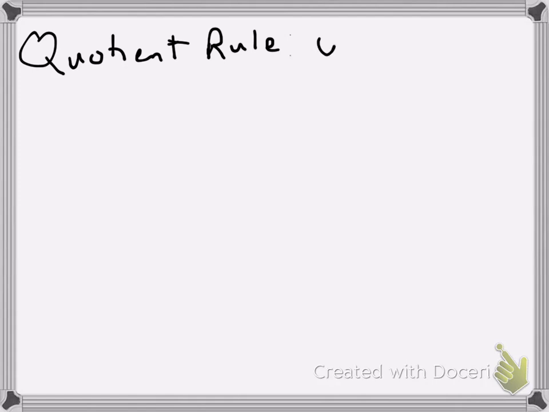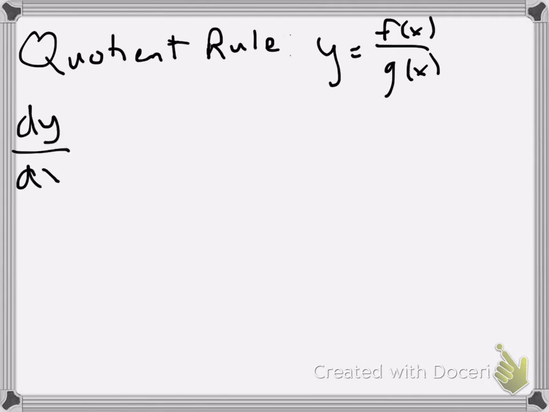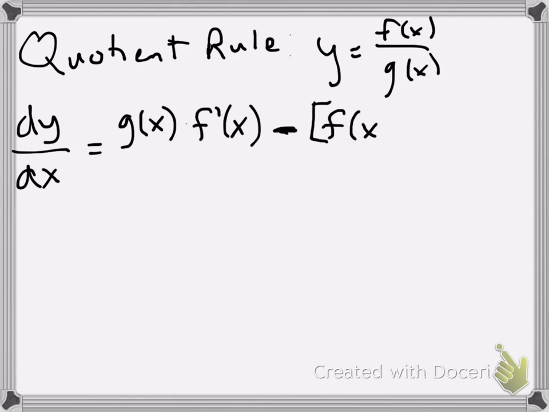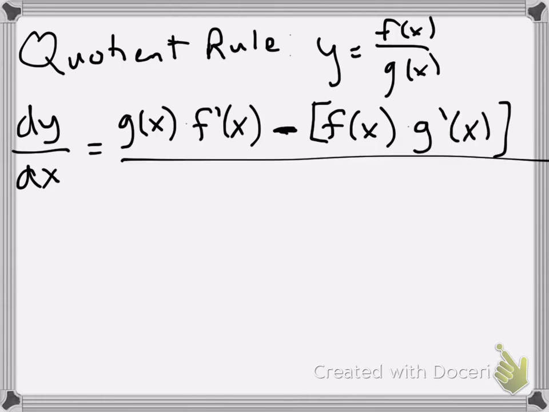Okay, so suppose we have a function y equals a quotient. We take f of x divided by g of x, where f and g are both differentiable, and g of x is not going to be 0. How we get dy over dx is we're going to take the bottom times the derivative of the top, minus the top times the derivative of the bottom, all over the bottom function squared. Okay?